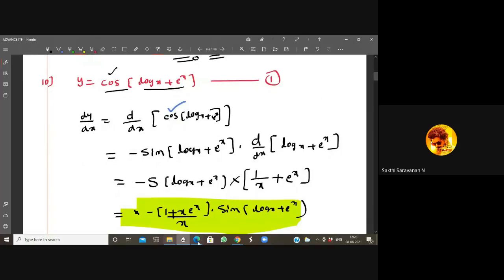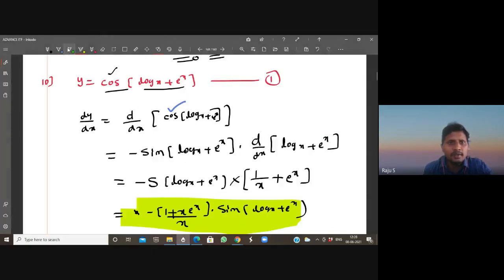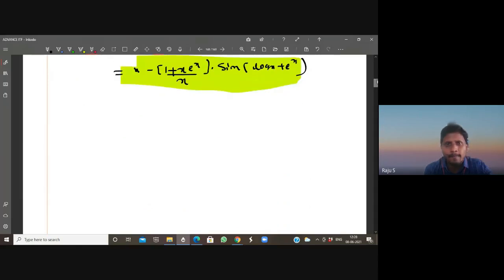So, sixth question. Sixth one. Okay. y is equal to e power x plus e power x square plus so on, e power x power 5 is given. Consider that value as y. Now dy by dx.